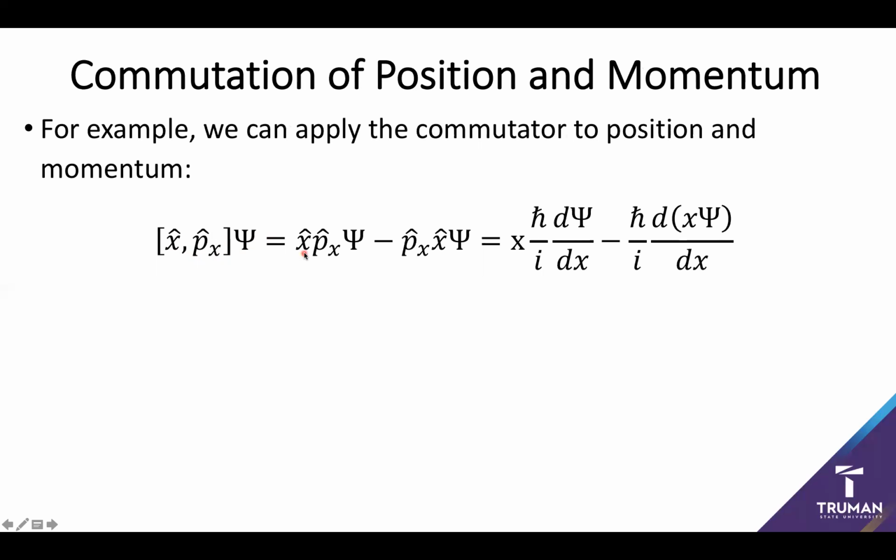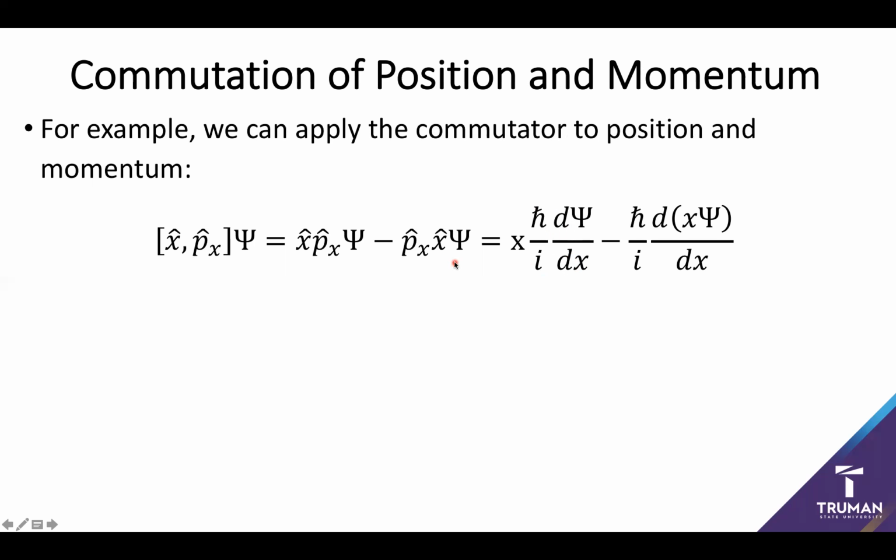When we go ahead and do this, this is going to be the same thing as taking the momentum followed by the position minus the position followed by the momentum. Now we can go ahead and put in our actual operators: x for position and the derivative with respect to x for momentum. So the first one is actually fairly straightforward. I just have the derivative of psi with respect to x.